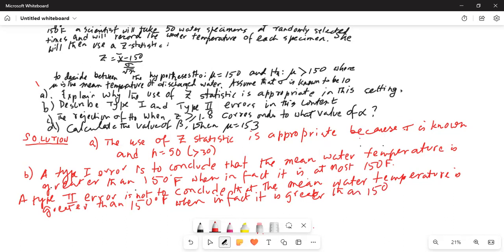So even though the real state of the matter is that the water temperature is greater than 150 degrees Fahrenheit, we are not concluding that the mean water temperature is greater than 150 degrees Fahrenheit, although in reality it is. Okay. So let's move this a little bit and then solve part C.